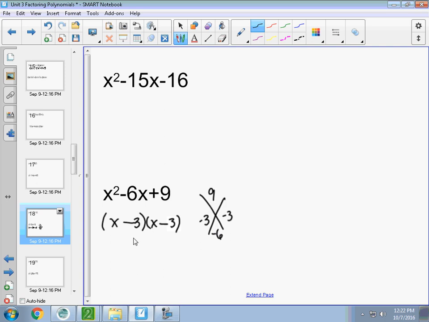The pattern here is that the root number of 9 is 3, and when you take the front term x times the back term 3 and double it, you end up with 6x.